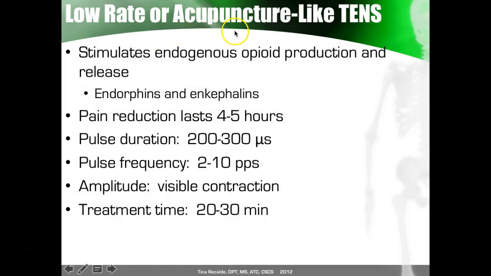The low rate, or acupuncture-like TENS, or motor TENS, we can call that. This is the one that uses the descending pathway and stimulates those endogenous opioids that we have, and they release. We call them endorphins and enkephalins. The pain reduction lasts 4 to 5 hours, so it's very effective. You need that longer pulse duration of 200 to 300 microseconds, so you realize with that you're probably getting a muscle contraction, correct? The frequency is going to be somewhere between 2 and 10 pulses per second because you're wanting to get that contraction. The amplitude is at a visible contraction. We're doing this on trigger points, muscle spasms. The treatment time is anywhere from 20 to 30 minutes.